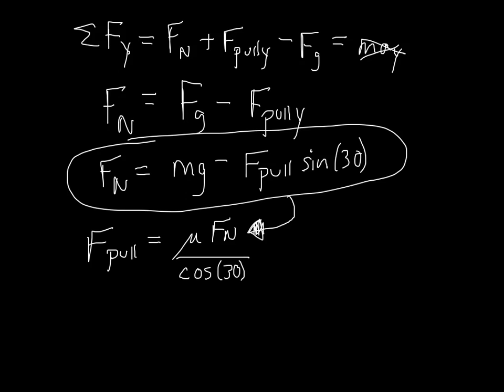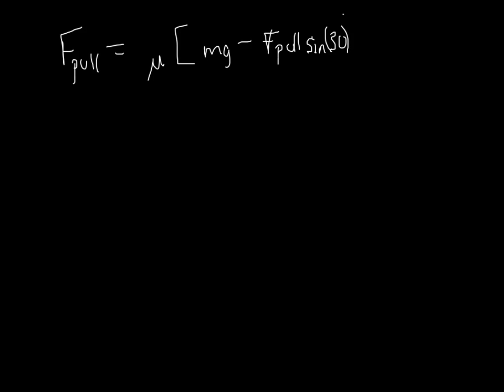So let's plug and chug. You get F pull is equal to mu times, when I plug in my normal force, mg minus F pull times sine of 30, all divided by cosine of 30.